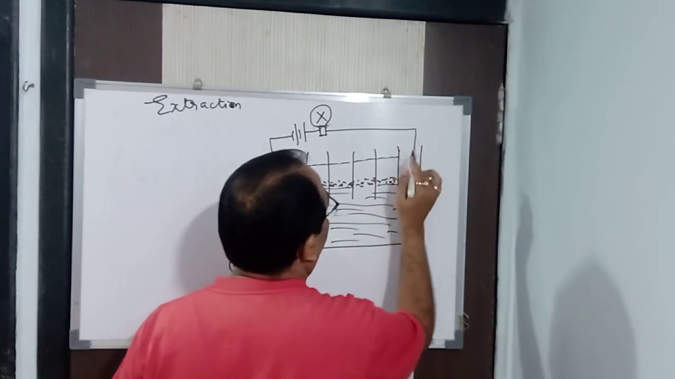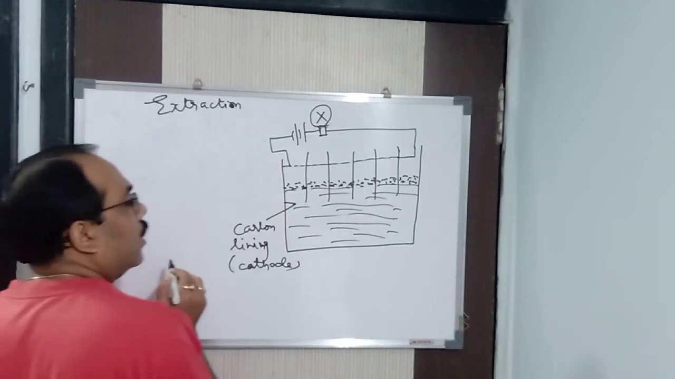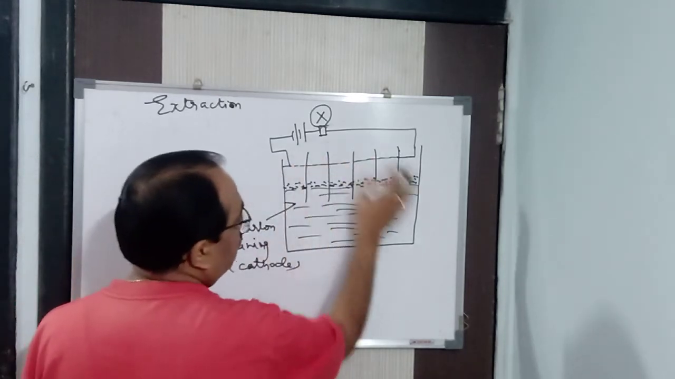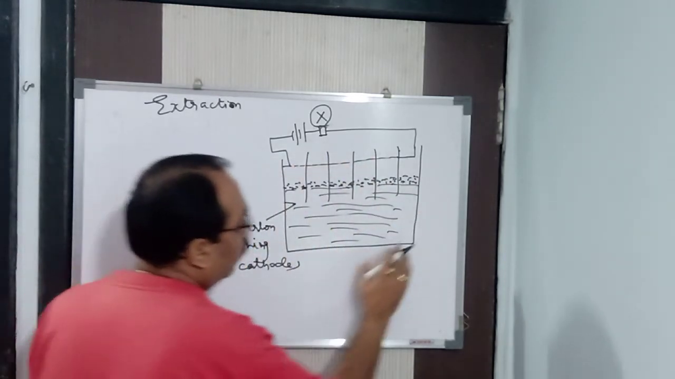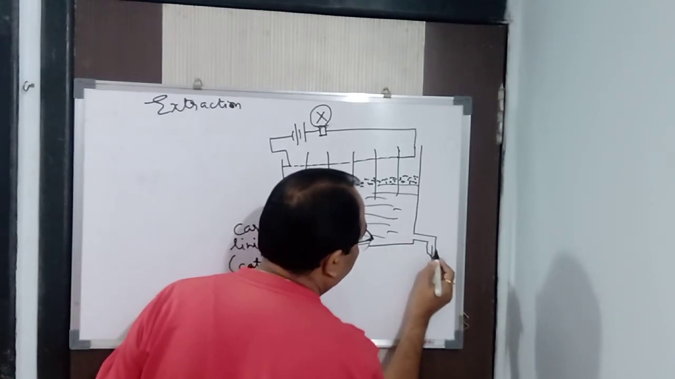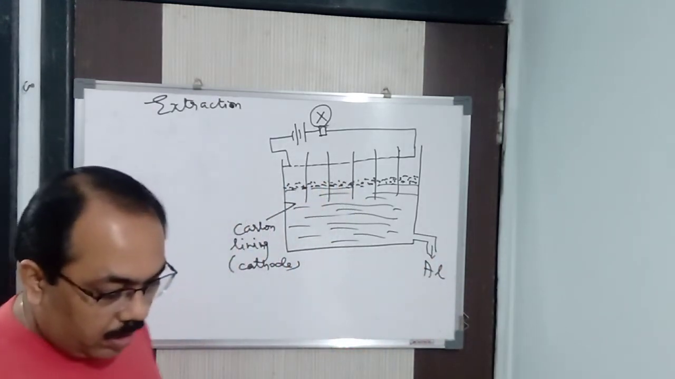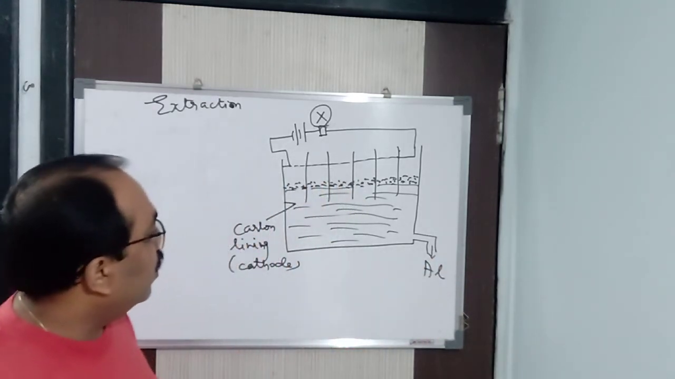This is connected to anode. Clear? So in this way, what you find is that this is a setup, we have done it. Now this is the opening from where we will be taking out the aluminium. This is an opening. Now here we have taken a tank.